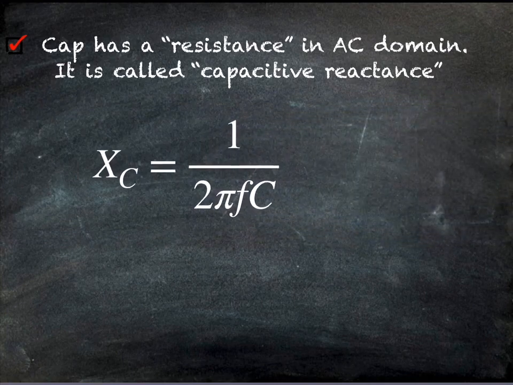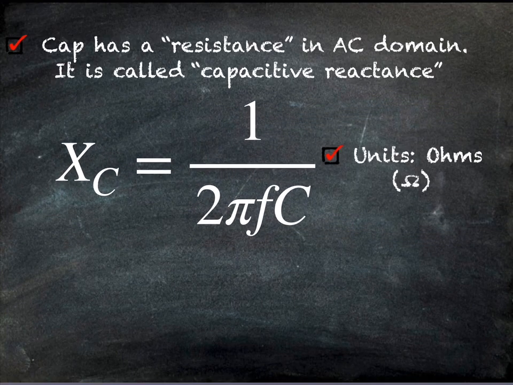The cap's resistance is called capacitive reactance. We denote this with X sub C. Here, F is the frequency in units of hertz of our AC source, and C is the capacitance in farads. At this point, we have provided the physical insight of why and how the capacitor's presence affects the behavior of an RC circuit in the AC domain.